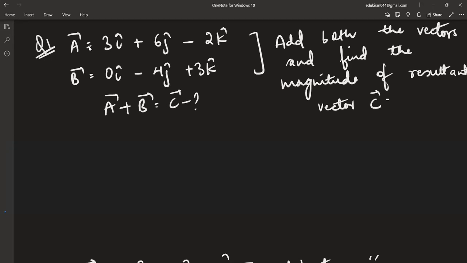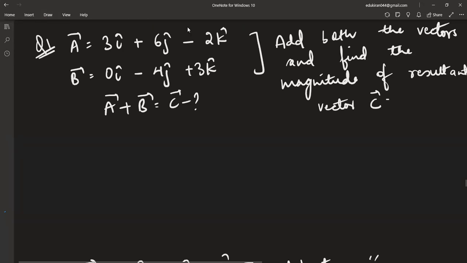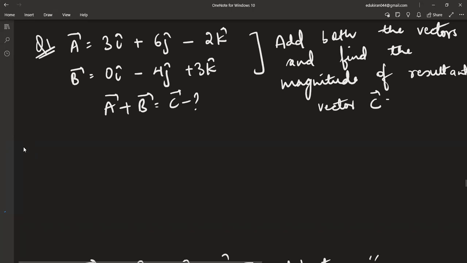See, one vector that is given to us is a cap, which is 3 I cap plus 6 j cap minus 2 k cap, and b is 0 I cap minus 4 j cap plus 3 k cap. So we have to add both the vectors, right? And then we have to find out the magnitude of resultant C. But how will we find out magnitude if we do not know what are the coefficients of I cap, j cap, k cap in C vector, right? So first we'll find out the vector C first. Once we have the vector C, we'll be able to find out its magnitude.